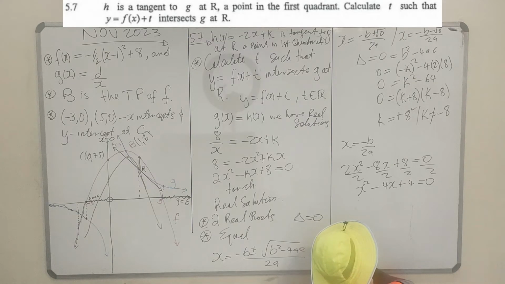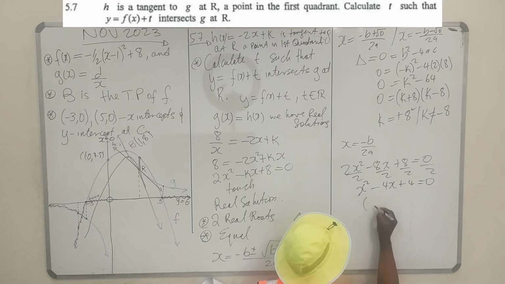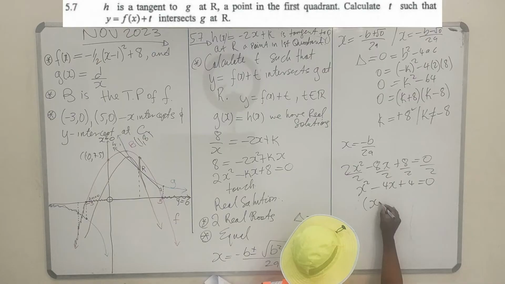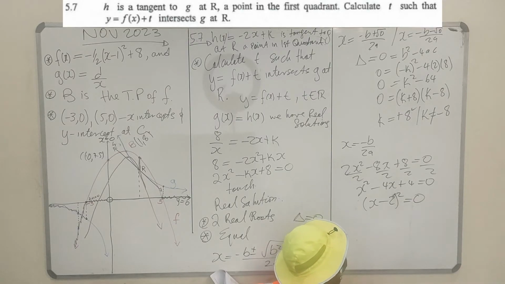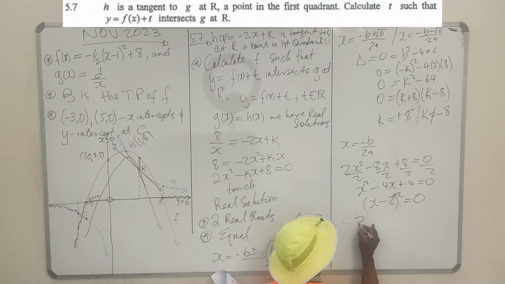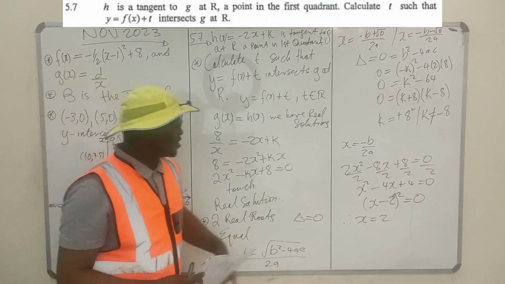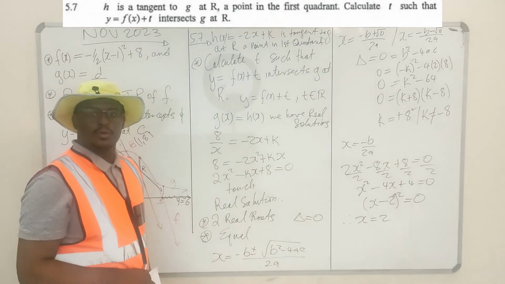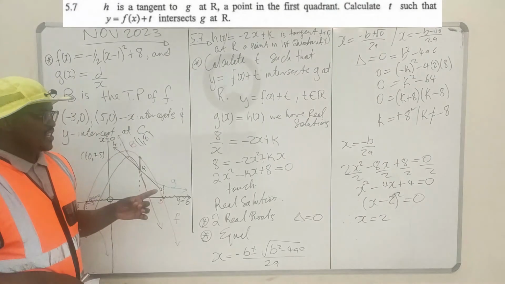You have x minus 2, actually, all squared is equal to 0. Therefore, your x is equal to 2. So you will have a tangent at x is equal to 2. That is where you will have a tangent.